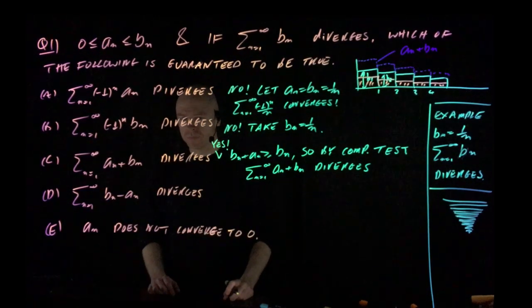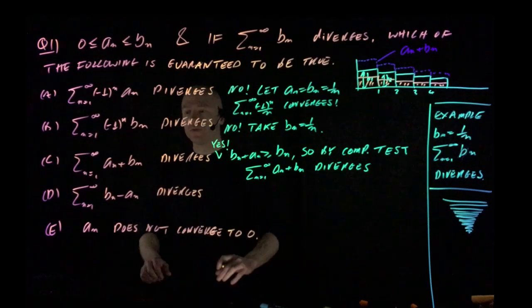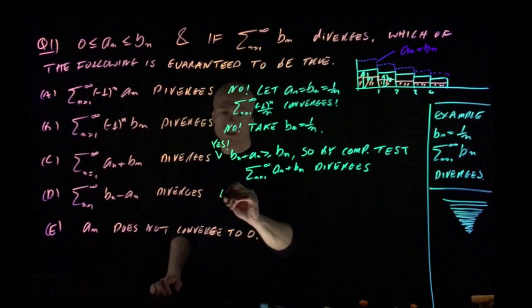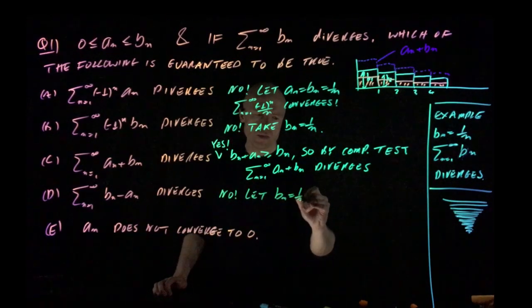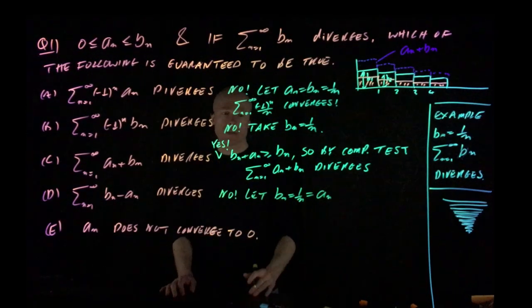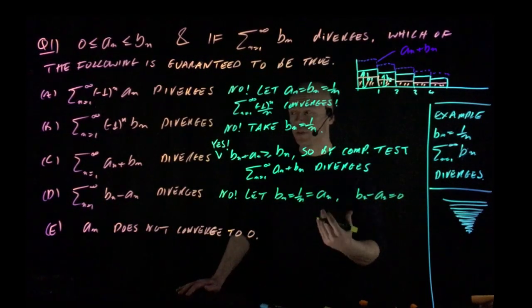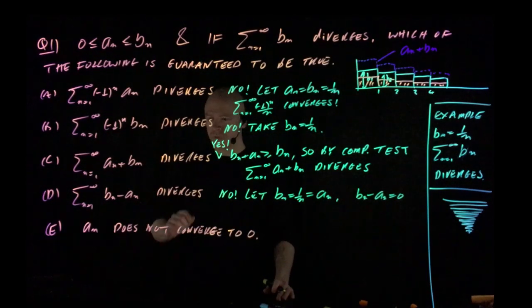Bn minus An. So let's see. Well, we could just take them to be equal, because that still satisfies the hypothesis. So this is false. No. Let Bn be 1 over n and also An equal to it. It satisfies everything with the hypothesis, but Bn minus An is just 0 in that case, and if we sum 0, for sure it converges. So that's false. An does not converge to 0. This is definitely not the case.